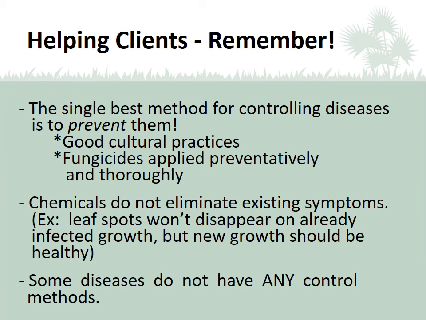It's important to remember that chemicals do not eliminate existing symptoms, i.e. leaf spots won't disappear on already infected growth, but new growth will be healthy. And also remember that some diseases do not have any control methods. So if we think of tobacco mosaic virus, certain viruses have no particular cure, and so if they are noticed at an advanced stage of development, it's best to advise the grower or client that there is no advisable treatment for this particular crop, and so it's best to either till it in or to manage other areas of a particular property before they are susceptible to said infection.